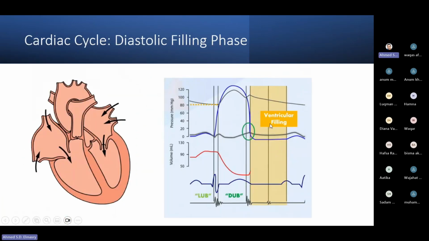So this is the last phase of the cardiac cycle, which is the diastolic filling phase. And the diastolic filling phase is known to be the longest phase of the cardiac cycle. And during this diastolic filling phase, almost 80 to 90% of the coronary perfusion is happening during this phase.